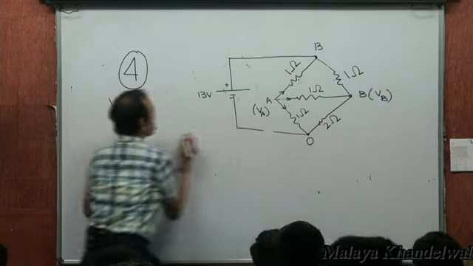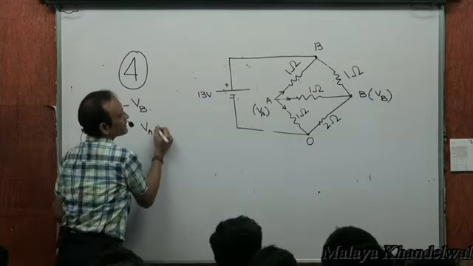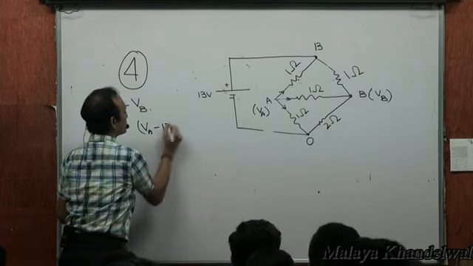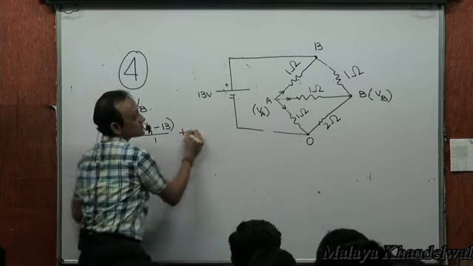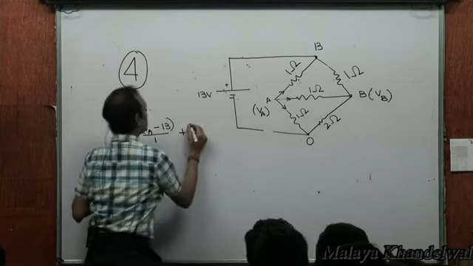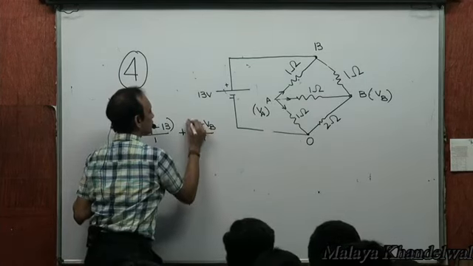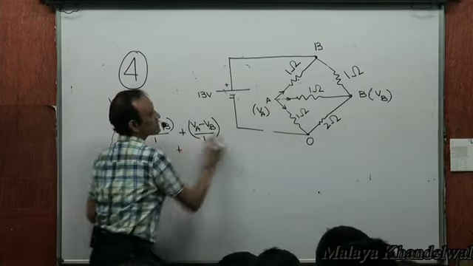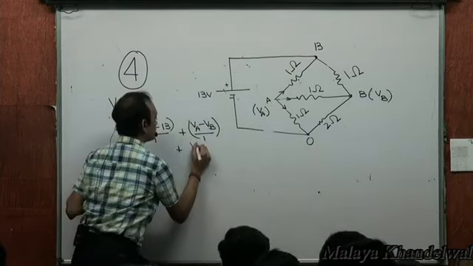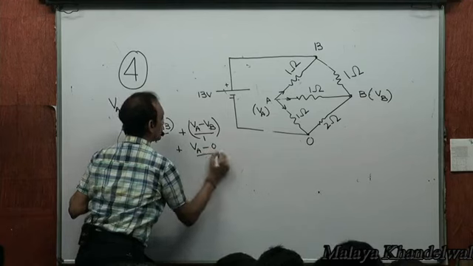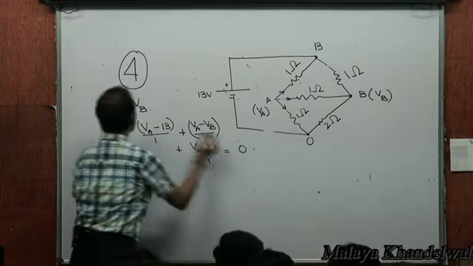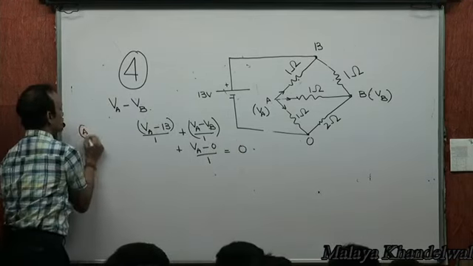So from here to here, VA minus 13 by 1, plus VA minus VB by 1, plus VA minus 0 by 1 equal to 0. That's for junction A.